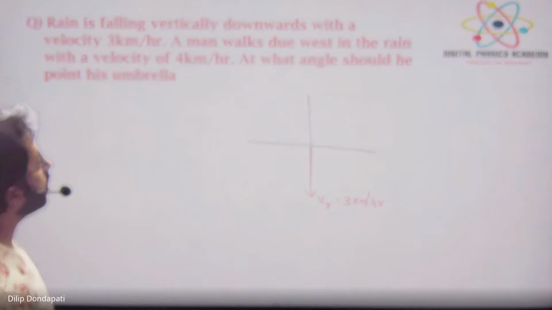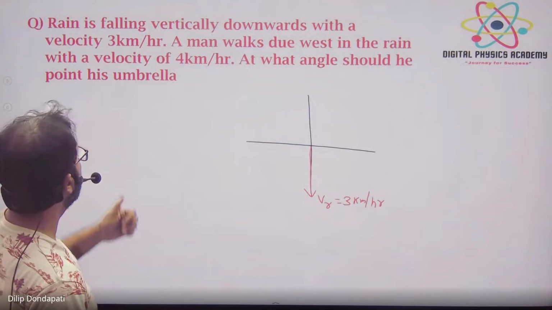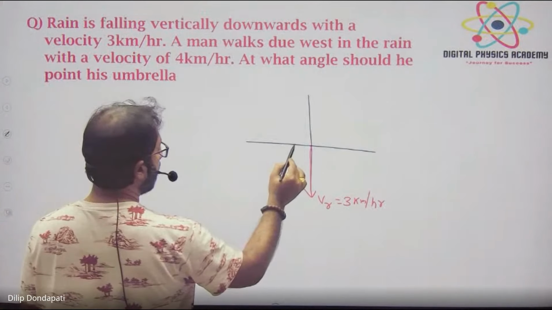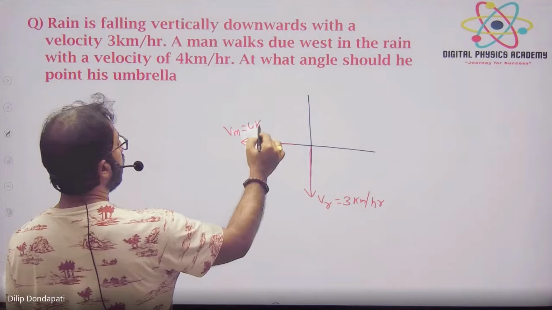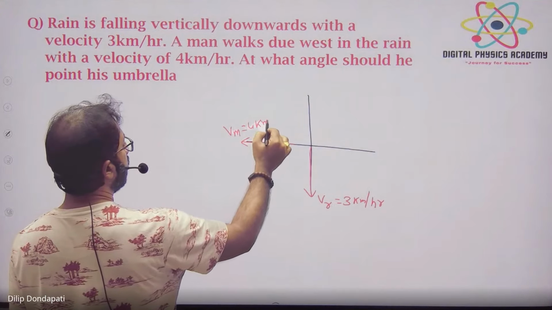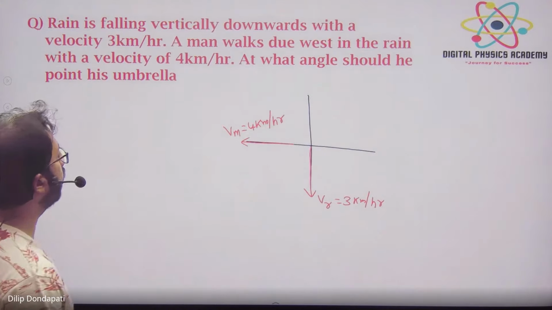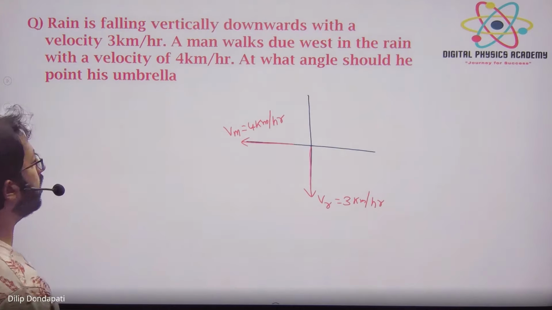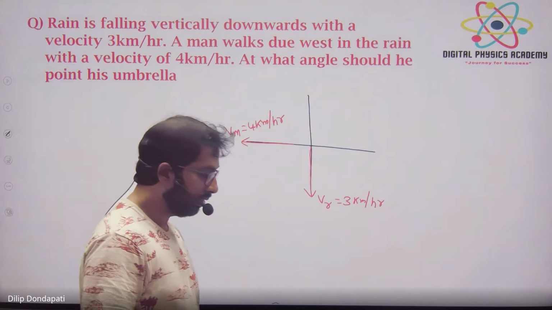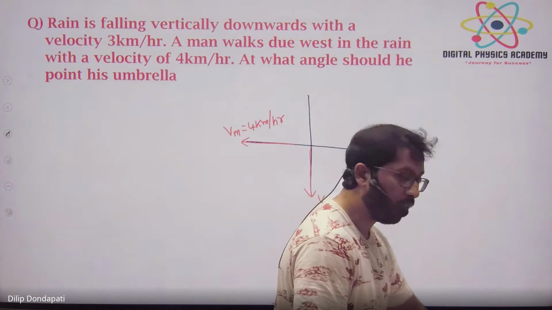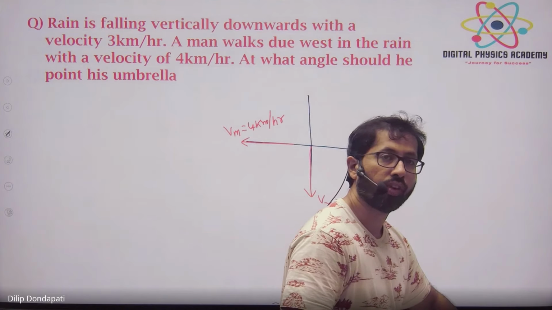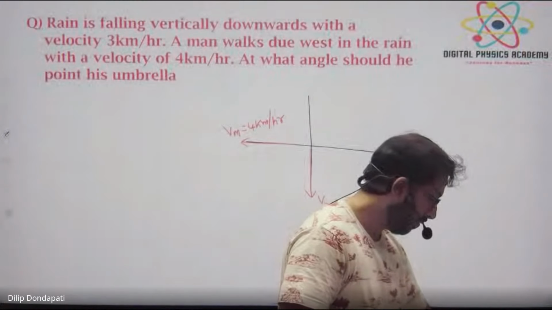A man walks due west in the rain with a speed of 4 kilometers per hour. At what angle does he have to place an umbrella? Was there any formula in the previous slide? No formula thing. Okay, you have to draw the diagram and vectors and solve all the questions. What do we have to find? We have to find the velocity of rain with respect to man.